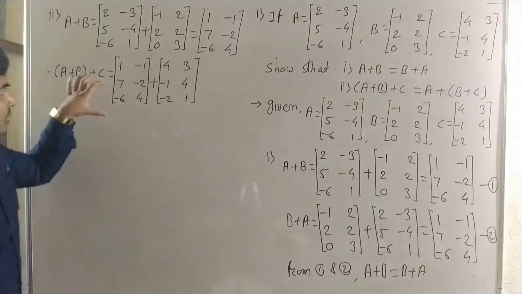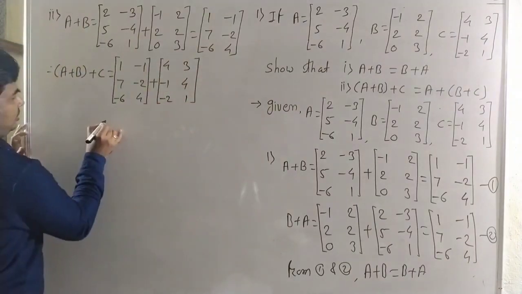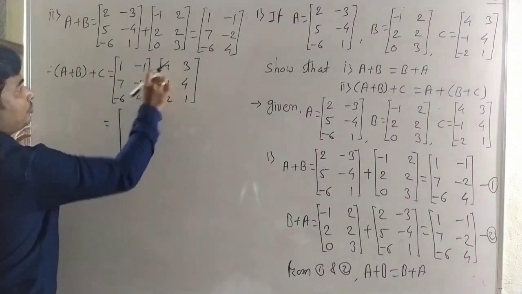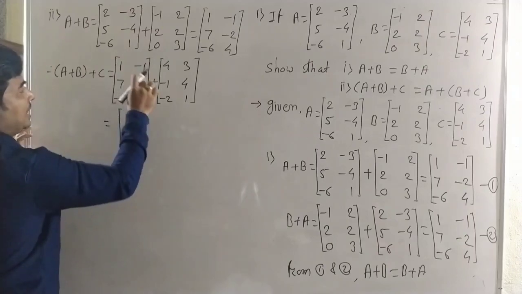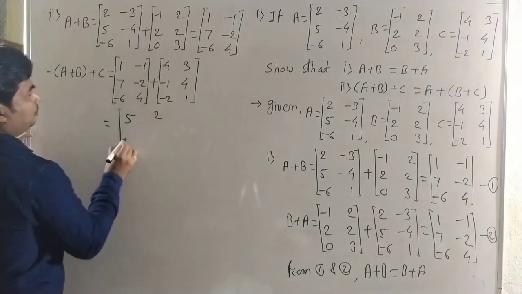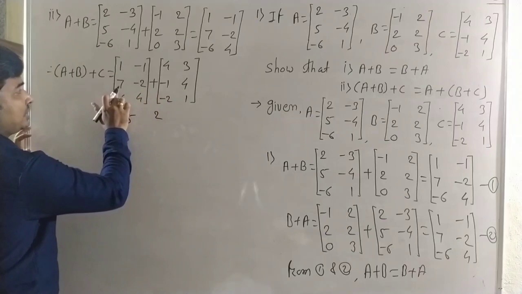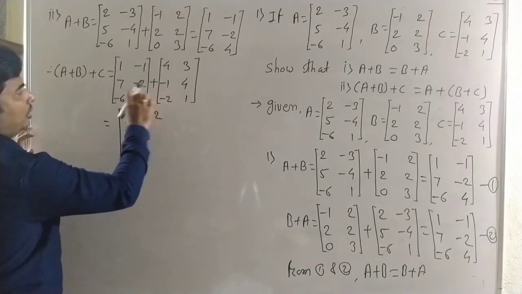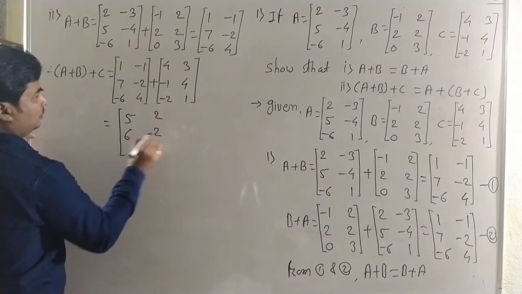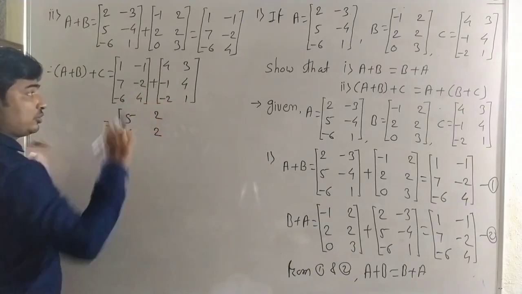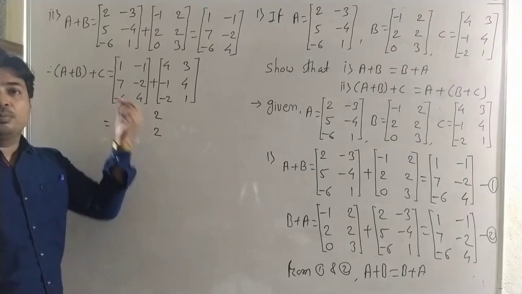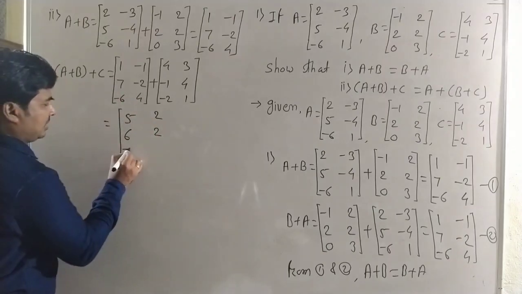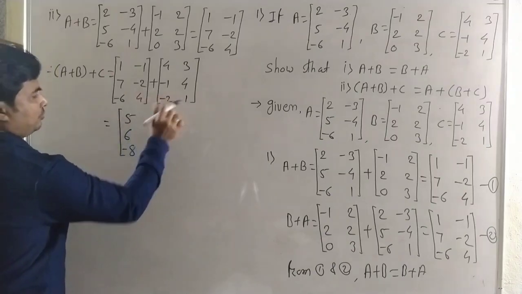Now adding the two terms, the addition will be 1 plus 4, it is 5. Minus 1 plus 3 is 2. 7 plus minus 1, that means 7 minus 1, is 6. Minus 2 plus 4 is 2. Minus 6 plus minus 2, see carefully, that means minus 6 minus 2, and it is minus 8. 4 plus 1 is 5.